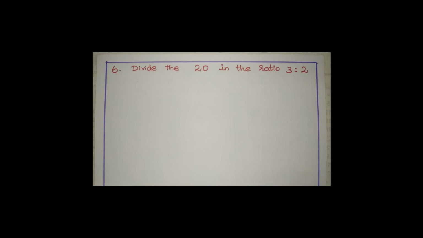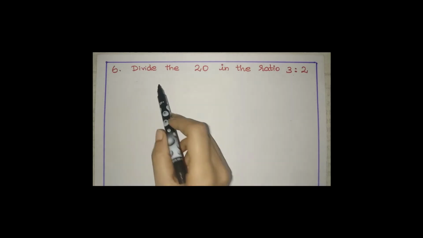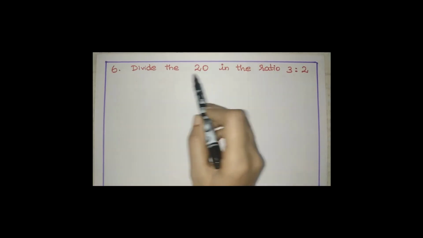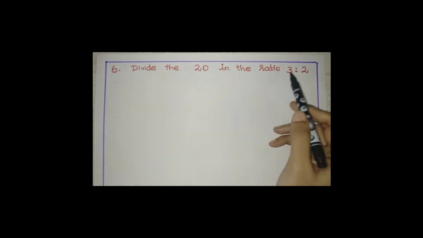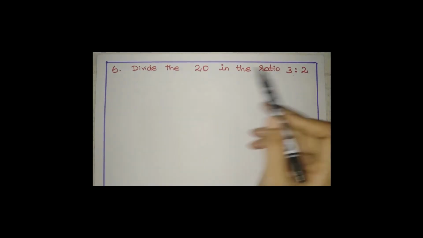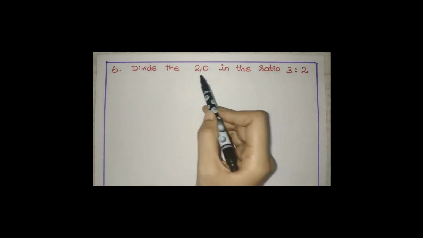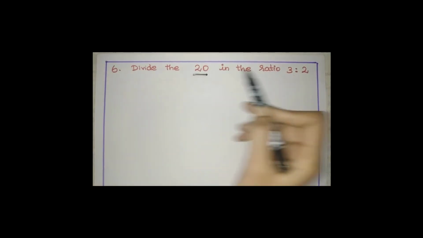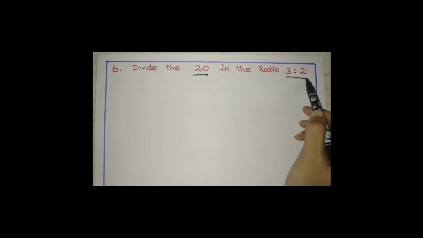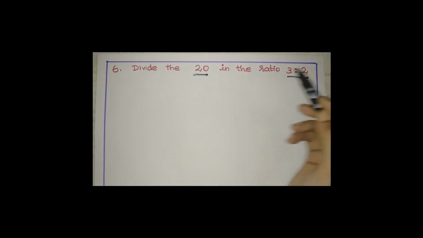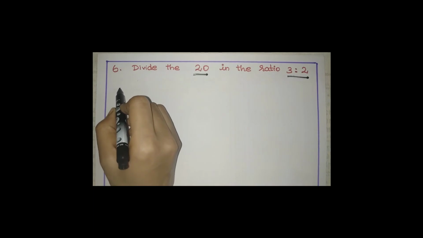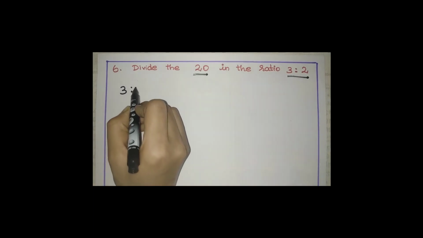Next problem. Problem number 6. Divide the number 20 in the ratio 3:2. So here one number is given and one ratio is given. You have to divide this number in the given ratio 3:2. So first take the ratio 3:2.